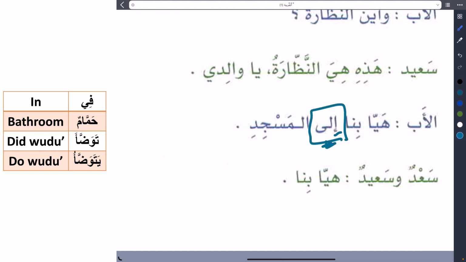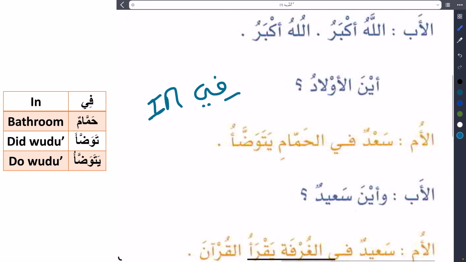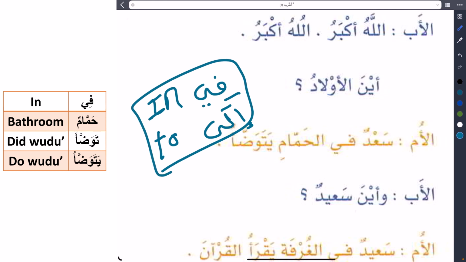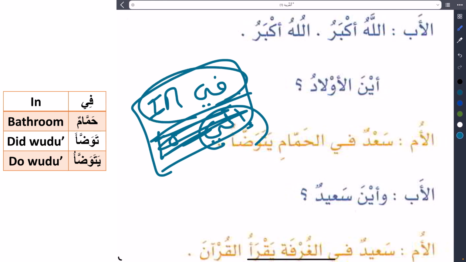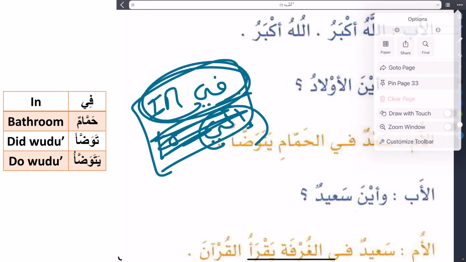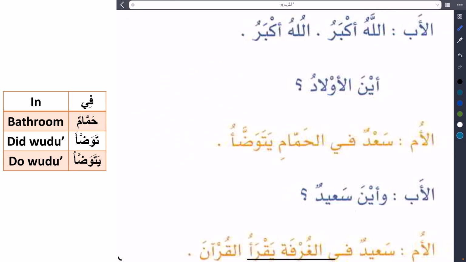Ila. So we have fi, and we have ila. Ila means to. In and to. Fi and ila. We will study ila at the end of this lesson. So now you don't need to know it. Just know in means fi, and this is one of the prepositions that affect the next noun to make it have kasra at the last letter instead of the normal dhamma.